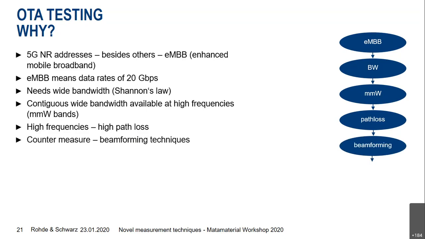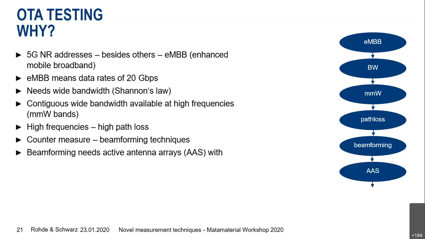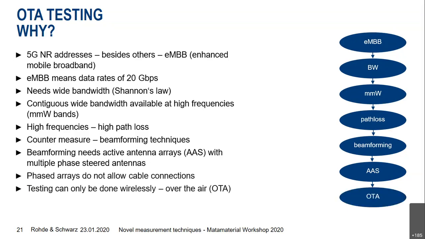As a countermeasure, we have to overcome this by providing beamforming techniques. These beamforming techniques need active antenna arrays, what we saw earlier, AAS, with multiple phased antennas. For beamforming, we require an array of antennas rather than just a single transmitting element. And this furthermore gets us to the issue that phased arrays do not really allow a single cable connection, right? So having a phased array antenna typically pushes us to do measurements always over the air, especially the FR2 frequency band in 5G, which really mandates this in the conformance test requirements as well.